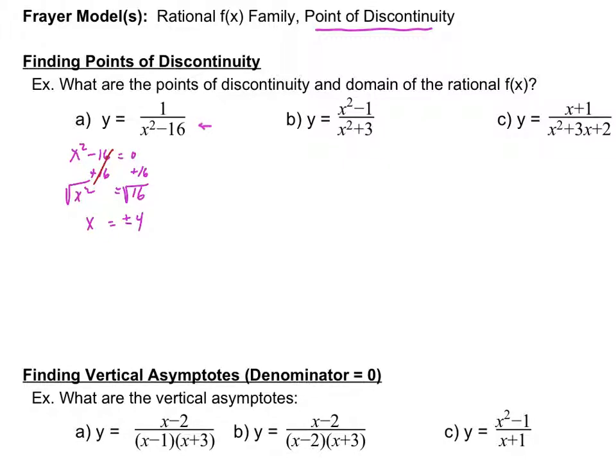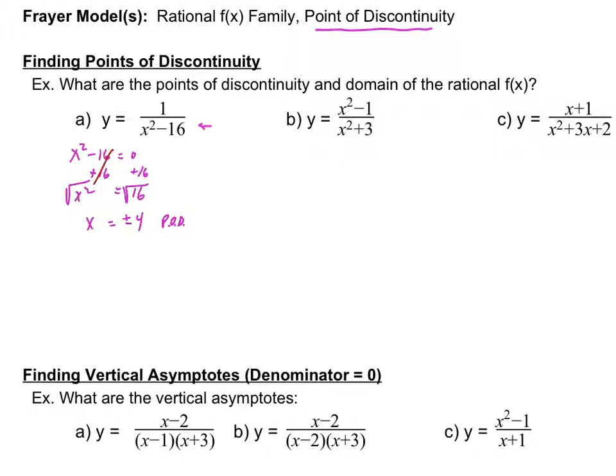And if you need to check that, you can simply plug in 4, either plus or minus, and you'd find out that 4 squared minus 16 is going to be 16 minus 16, or 0. And that is verifying that point of discontinuity. Call that the point of discontinuity. And then it says, what is the domain of this rational function?